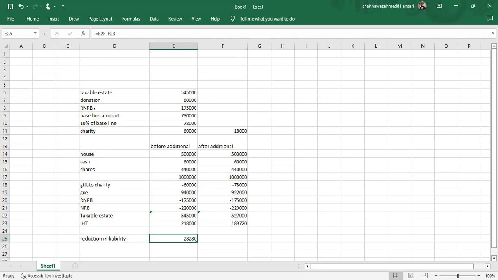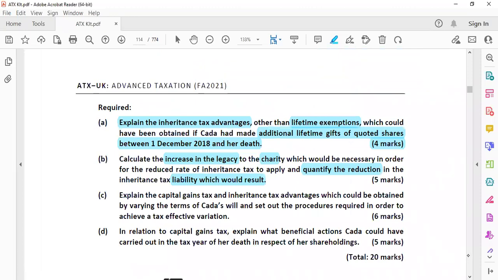We have completed the second part, that is part B: calculate the increase in legacy, which is 18,000, and quantify the reduction in the IHT liability. Is that clear? Any question on that part? If not, then let's go ahead.